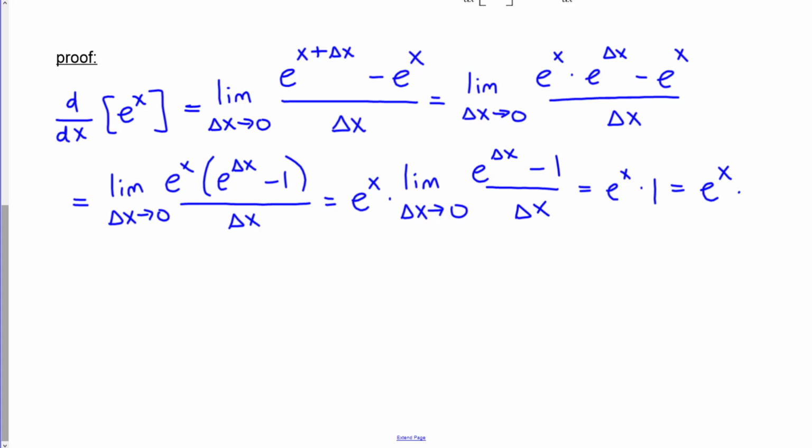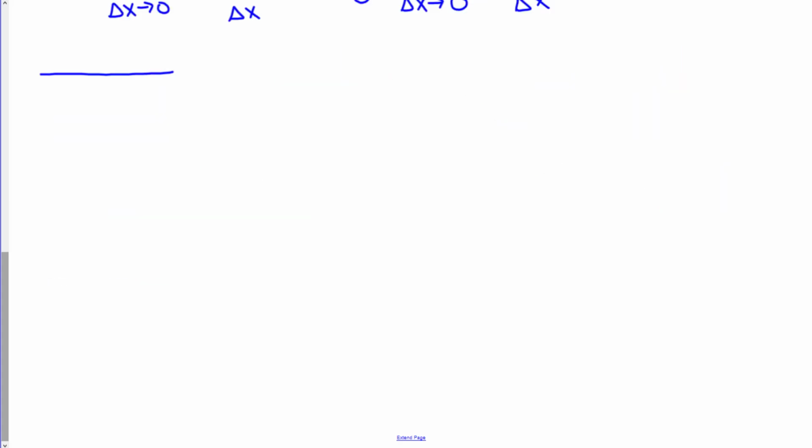So that establishes the derivative of e to the x as itself. Pretty nice property. Okay, the other thing that I want to prove here is the second statement that said that the derivative of a to the x was a to the x times the natural log of a.